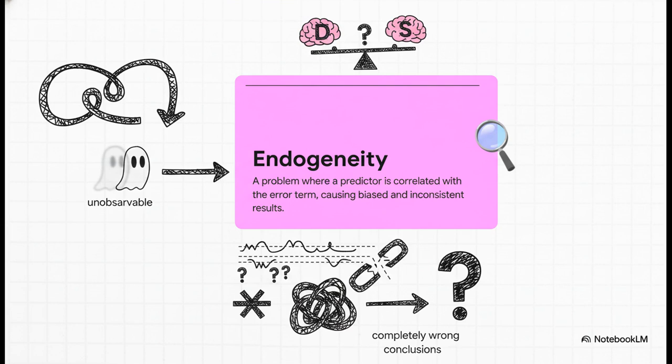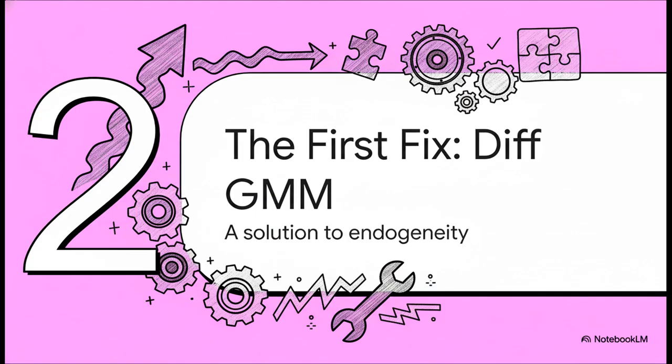The issue has a name, and it's a real tripwire for researchers: endogeneity. The best way to think about it is that our variable's past is all tangled up with a bunch of other hidden things that we just can't measure. And when that happens, our standard statistical models just break. They can give us results that are not just a little off, but completely wrong. So how in the world do we untangle this mess of endogeneity?